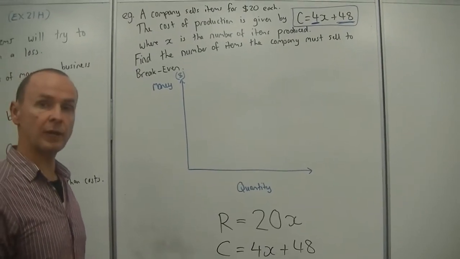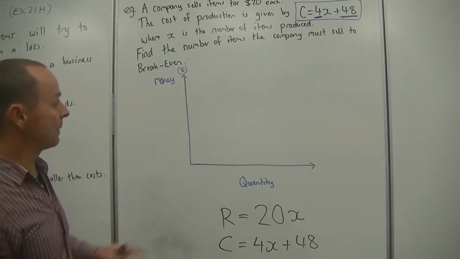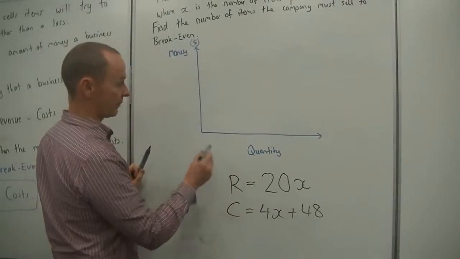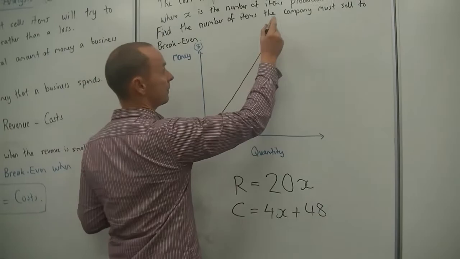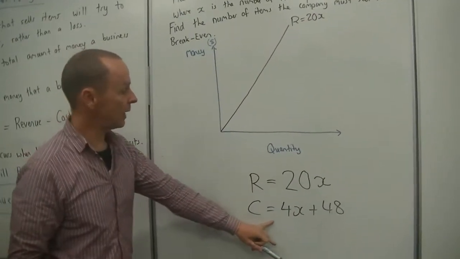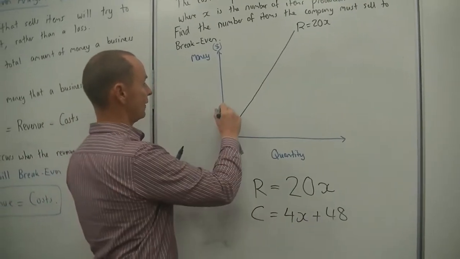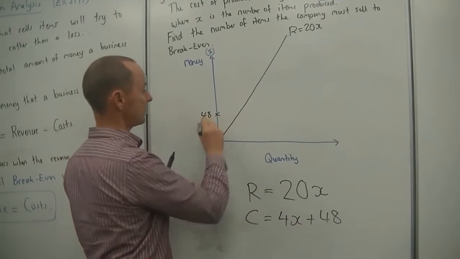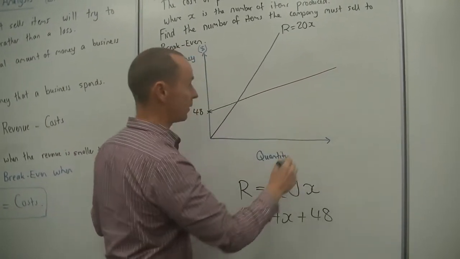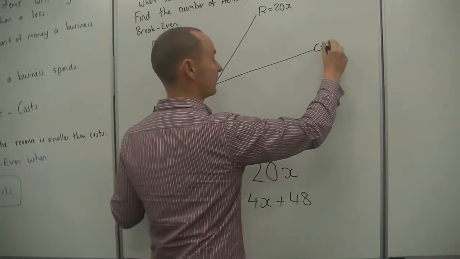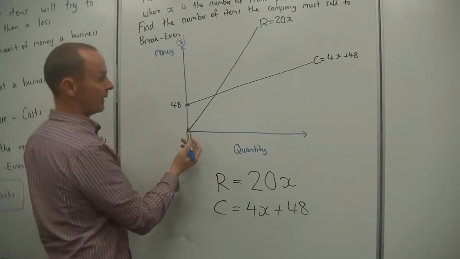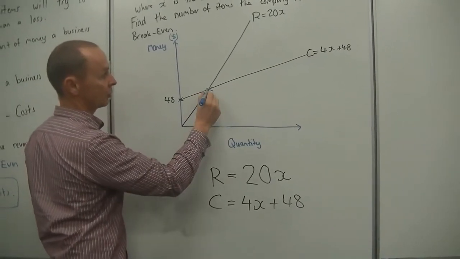We're going to solve these simultaneously using CAS in just a second, but let's graph it here, just so we've got some understanding of what's going on. The revenue is 20x, so the gradient is 20, so it's quite steep. Alright, revenue equals 20x. And the cost equation has a y-intercept of 48, but the gradient's only 4, so it's a very low gradient, and that one's the cost. So I'll write the whole equation in: 4x plus 48.